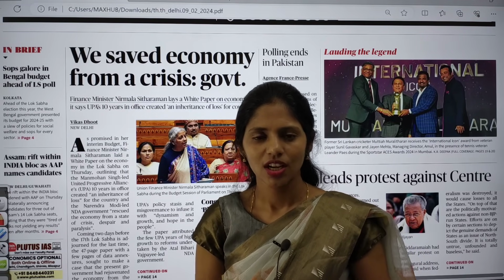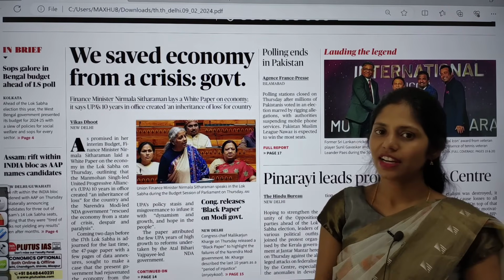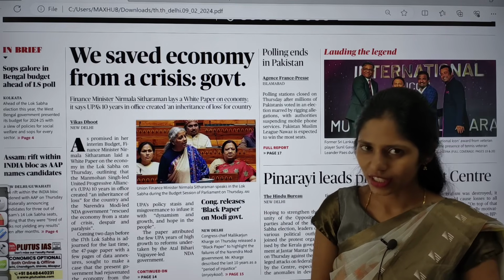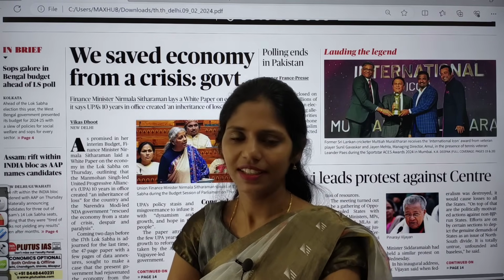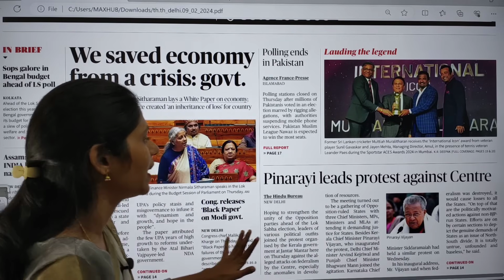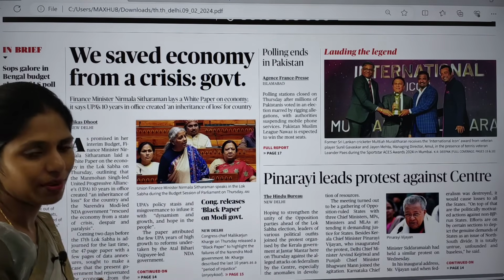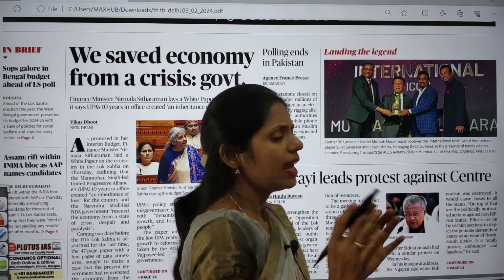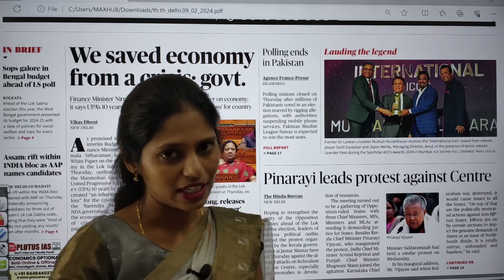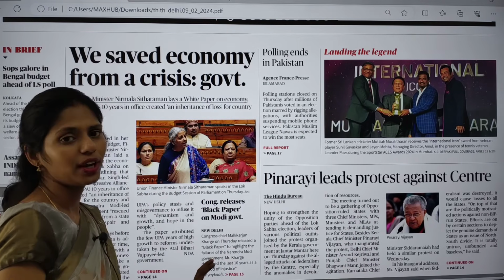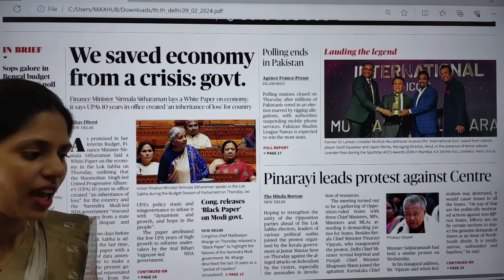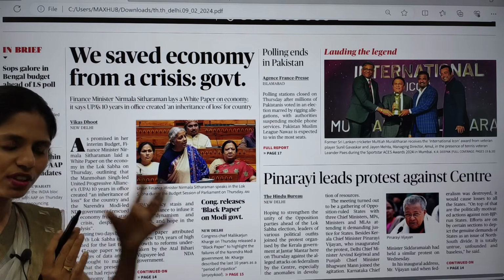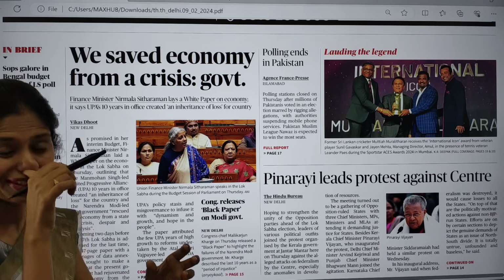Today in this session, we are going to discuss current affairs of 9th February 2024. So first, we are going to see the PDF of the Delhi edition and pick out the important articles from our examination point of view. And after picking out the articles, I will be giving you the dimensions in which you can think about that topic. And we are even interlinking one subject with another subject also.